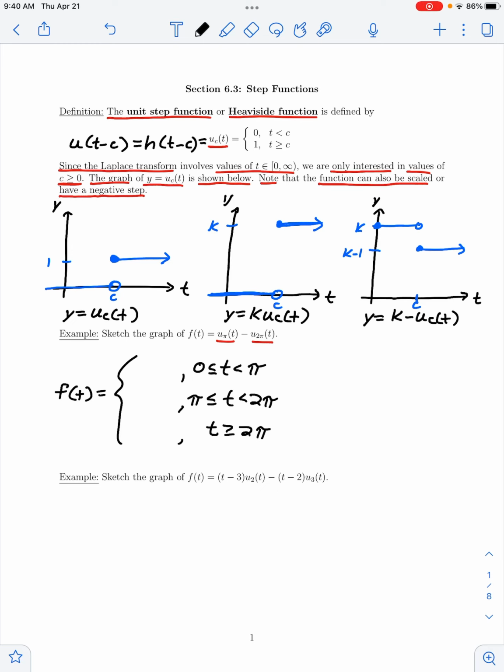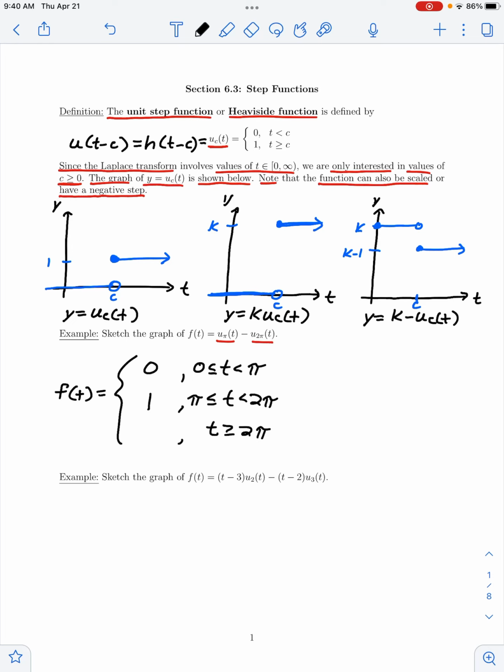So on the interval from 0 to pi, neither one of these unit functions has made its turn on from a value of 0 to 1. So we would have 0 minus 0. On the interval from pi to 2 pi, the first unit function has turned on. It's jumped from 0 to 1, and then I'm subtracting the second unit function, which has not yet turned on. So I would have 1 minus 0, or 1.